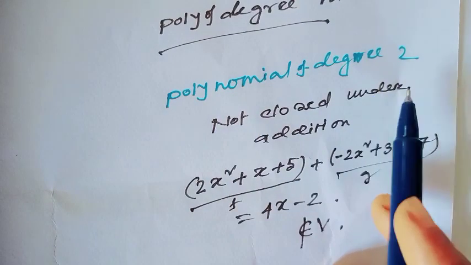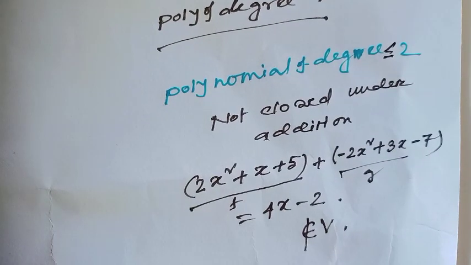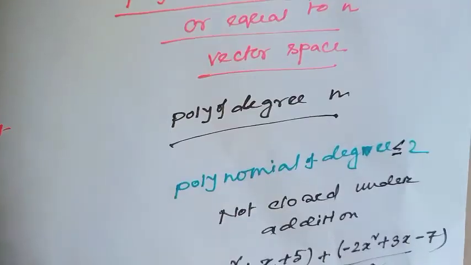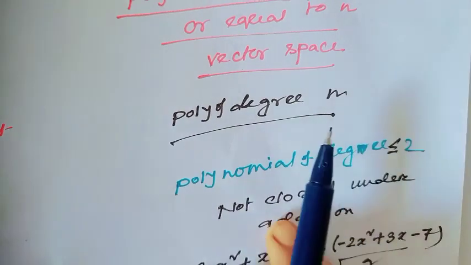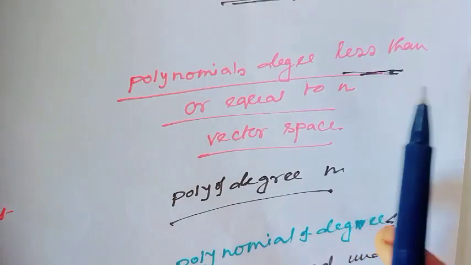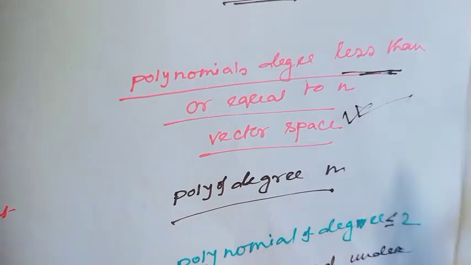If we consider polynomials of degree less than or equal to 2, then this would be a vector space. But if we consider polynomials of degree exactly n, then this is not a vector space. So polynomials of degree less than or equal to n always form a vector space.